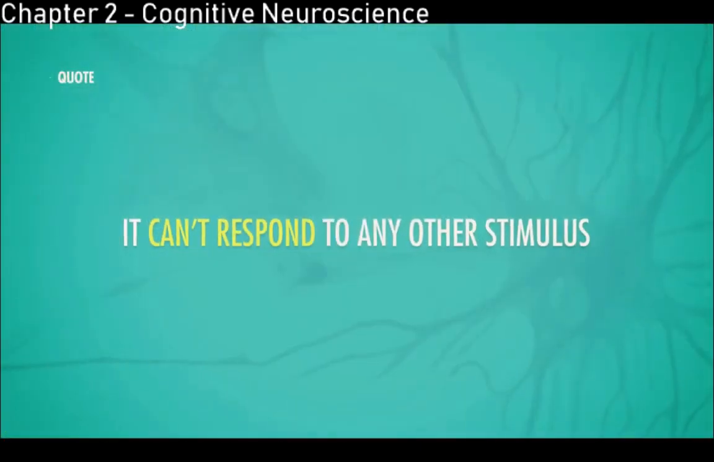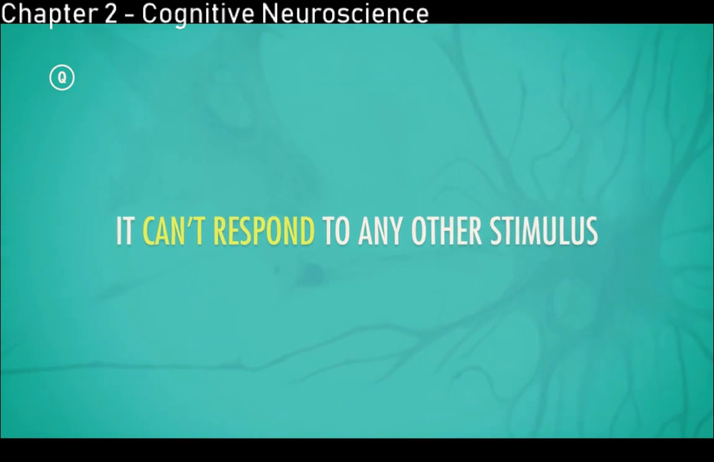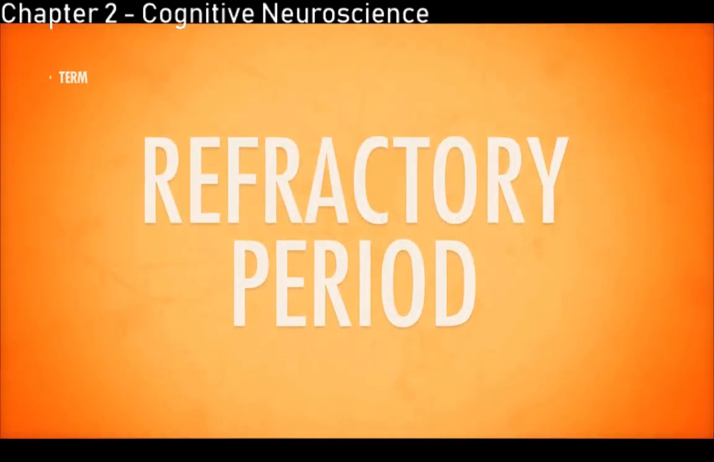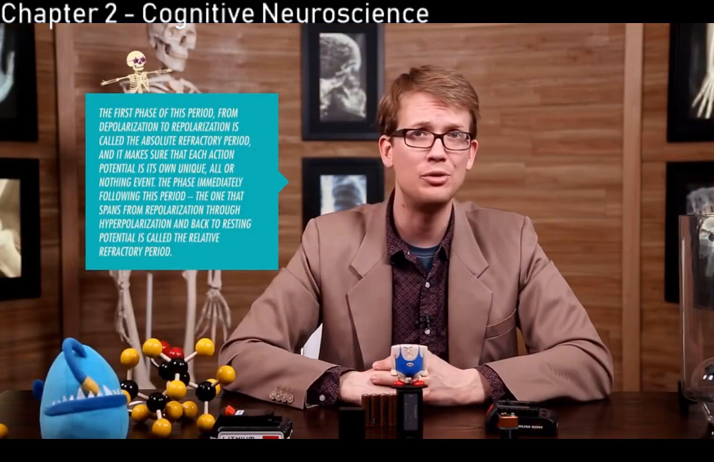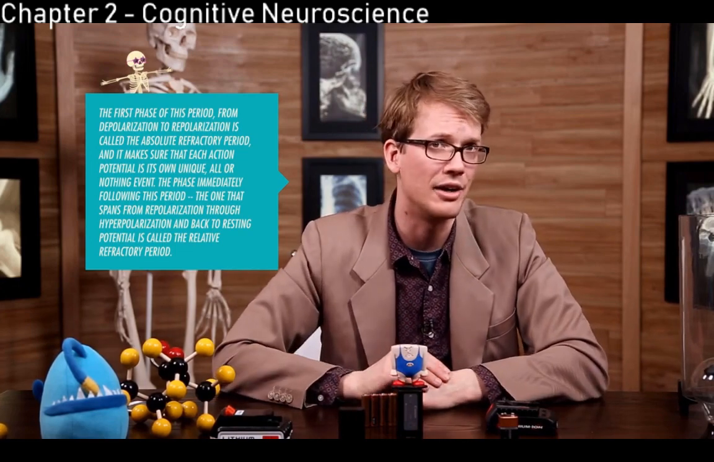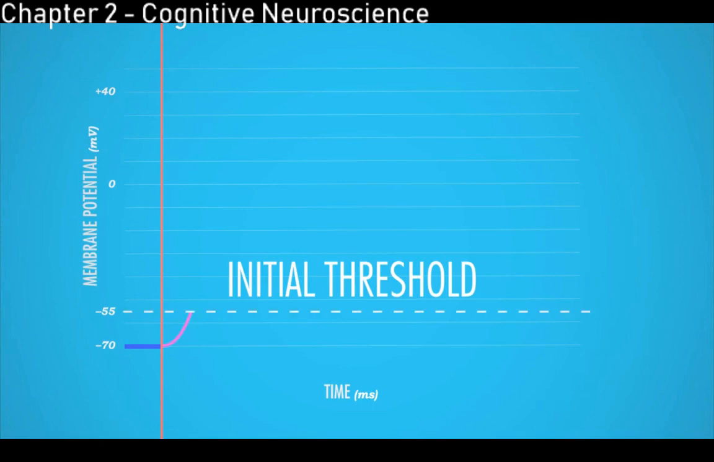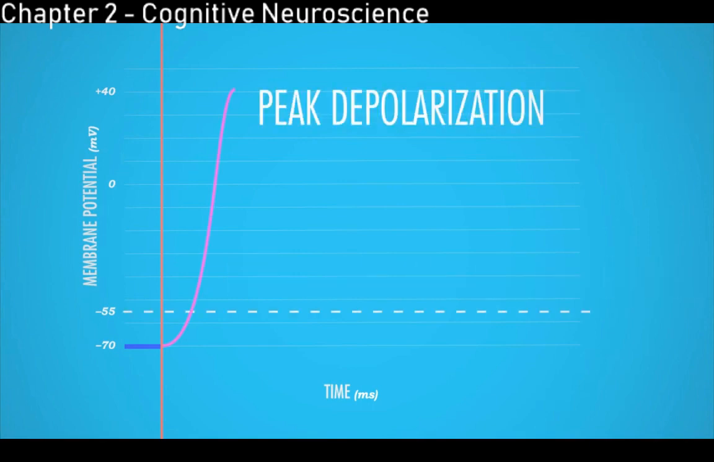Now, when part of an axon is in the middle of all this and its ion channels are open, it can't respond to any other stimulus, no matter how strong. This is called the refractory period, and it's there to help prevent signals from traveling in both directions down the axon at once. So that is the surprisingly simple app that your nervous system uses to let you experience the world. And because the voltages in this process are always pretty much the same, the initial threshold around -55 millivolts and the peak depolarization at 40 millivolts, your neurons only communicate in a single monotone buzz.